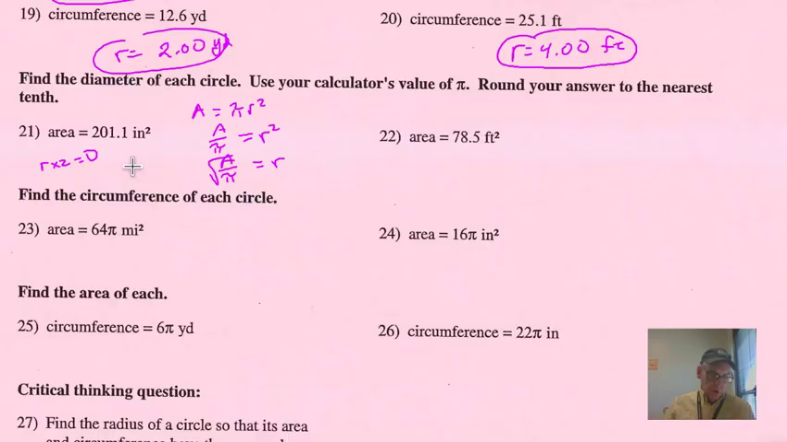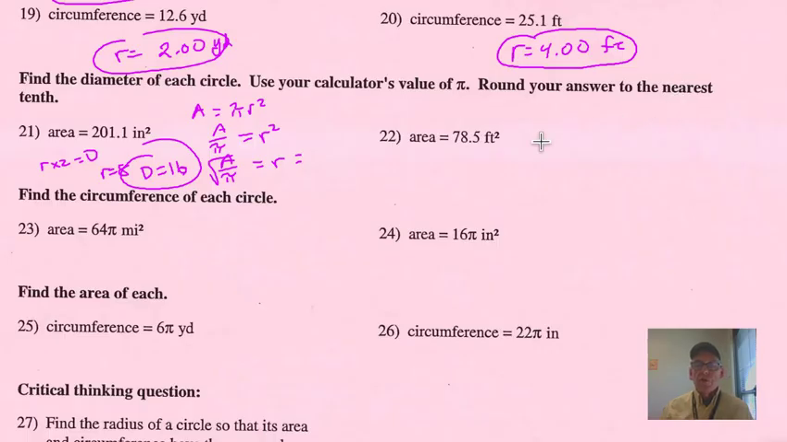So 201.1 divided by pi, I'm using 3.14. That's 64.04, and I'm going to take the square root. That's going to come out to be 8. So the radius is 8, and the diameter then is going to be twice the radius. So r equals 8, diameter equals 16.